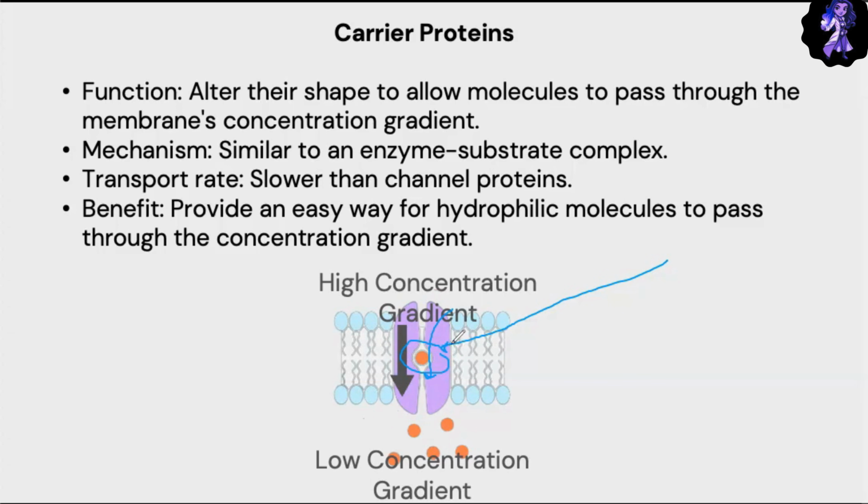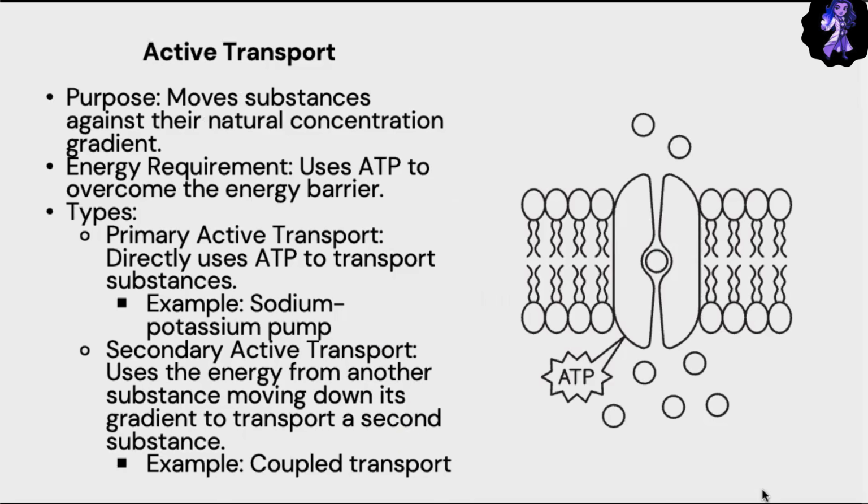but the benefit of this is that it provides an easy way for a water-loving molecule, a hydrophilic molecule, to pass through the concentration gradient with ease and not much resistance. So yes, the rate is slower because it has to change shape itself, but a carrier protein also means that the environment will be easy for the molecules to pass through.